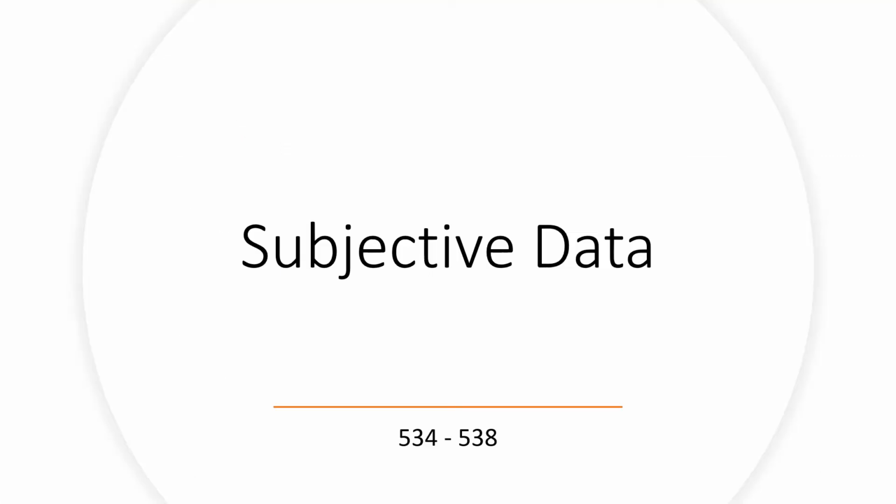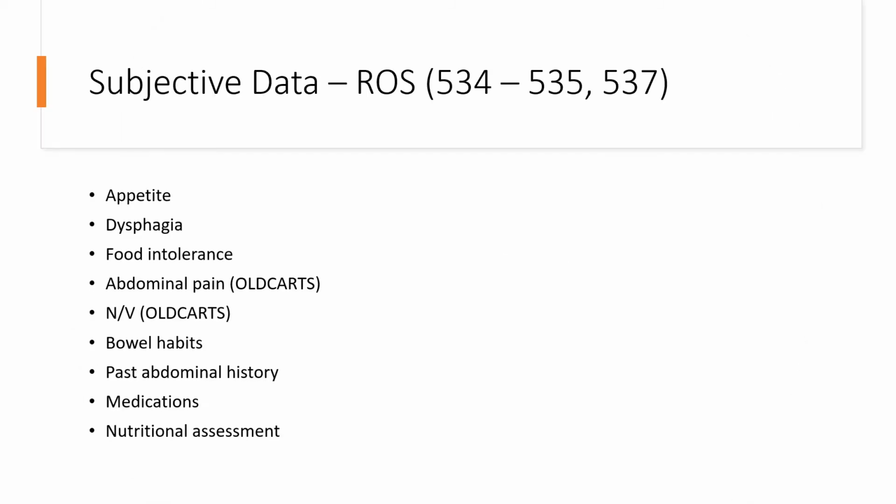So let's cover subjective data, and this is pages 534 through page 538. This includes a review of system and covers appetite, dysphagia with a G refers to the GI tract. Dysphagia with an S is speech. So dysphagia with a G is gut or GI tract. Dysphagia with an S is speech. And dysphagia is just difficulty eating or swallowing.